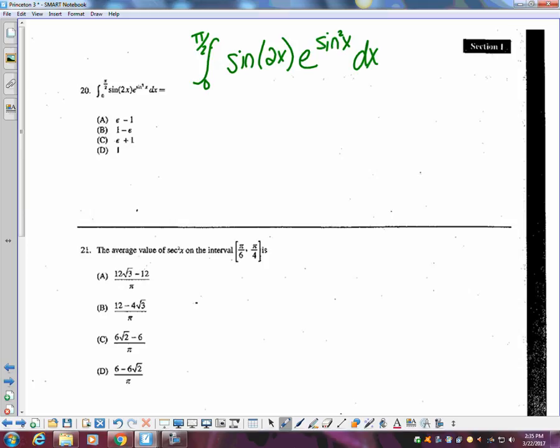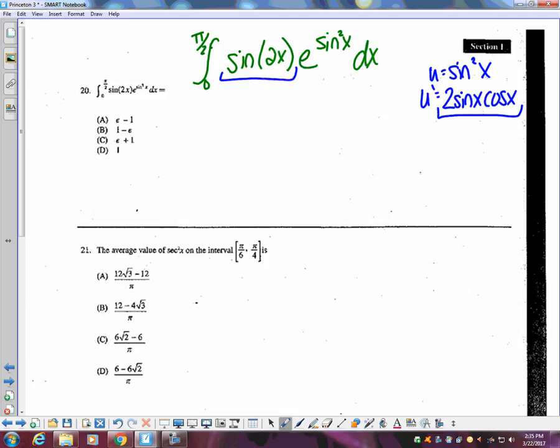Okay, well, I'm going to let my u be the power of my e. So u is going to equal sine squared x. Okay, so my u prime, now go power rule and then chain rule on this guy. So 2 sine x to the 1, and then do the chain rule, so the derivative of the inside would be cosine x. Okay, now bells and whistles should be going off. 2 sine x cosine x, that's a double angle formula. And then, oh my gosh, this right here, that's what it equals.